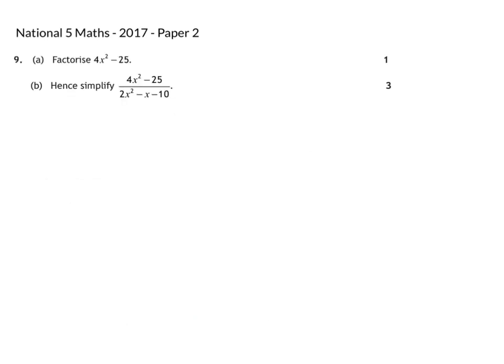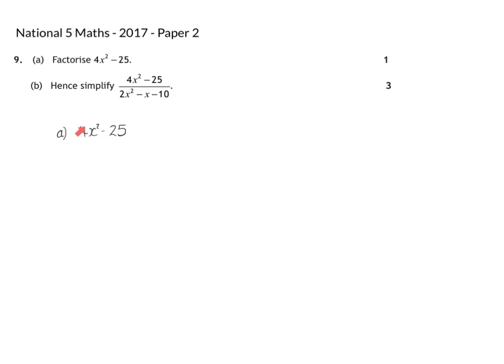Here we are with question 9. So part A and part B, they're going to go together. But start us off, for A, we have to factorize 4x squared take away 25. So looking at this, when we factorize, we've got 3 options. We have a common factor, we have a difference of 2 squares, or we have a trinomial. So common factor, 4 and 25, nothing, x squared and nothing, so there's no common factor there.